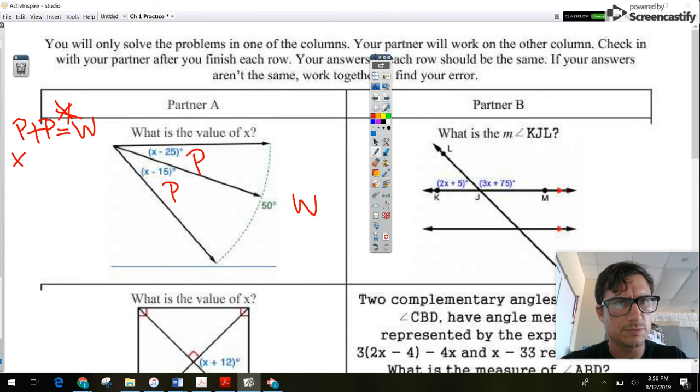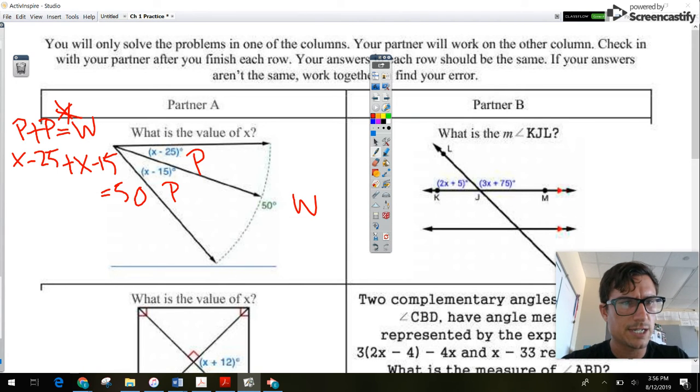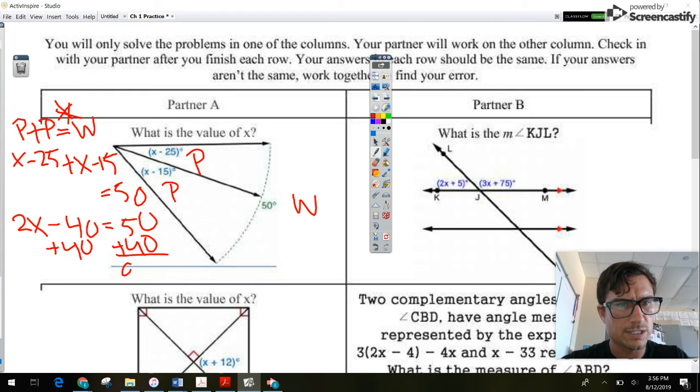P plus P equals W. So x minus 25 is a part, plus x minus 15 equals 50. So combine the like terms, x and x is 2x. Minus 25 minus 15, combine those is 40. Anytime we jump the equal sign, we do the opposite. So that's 90.